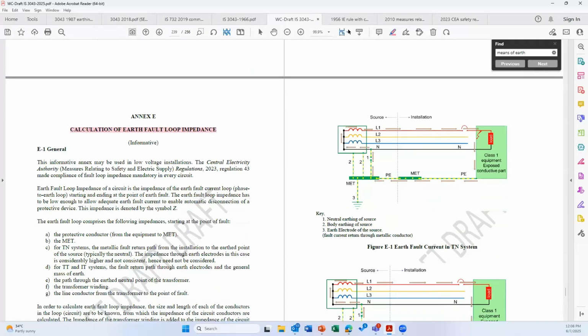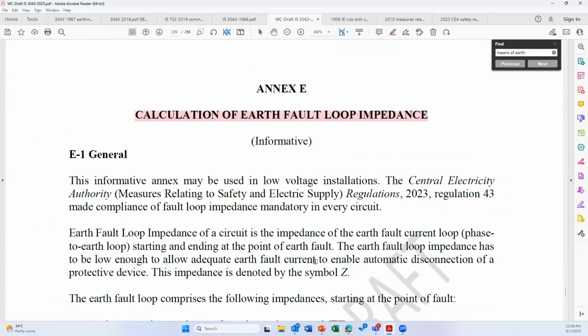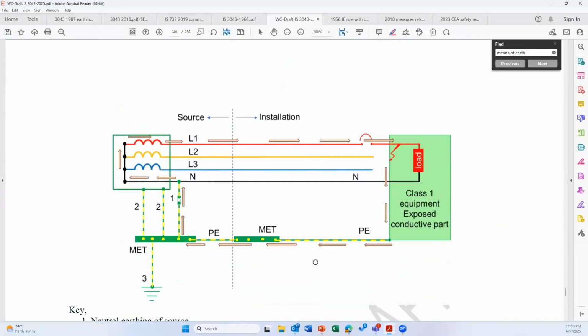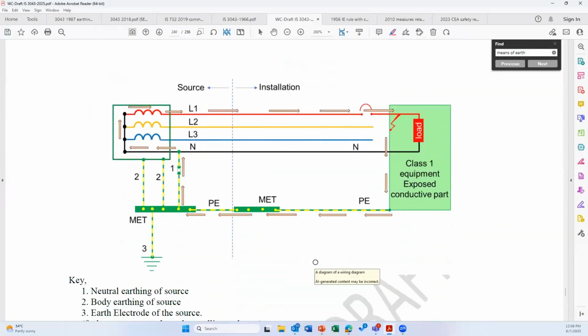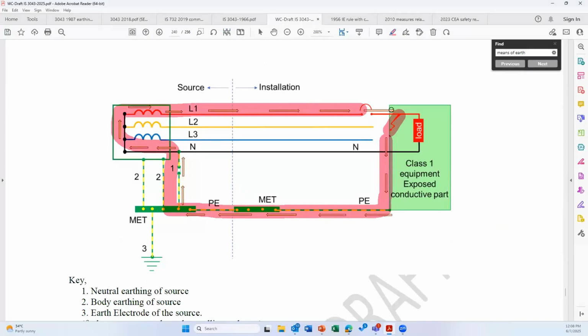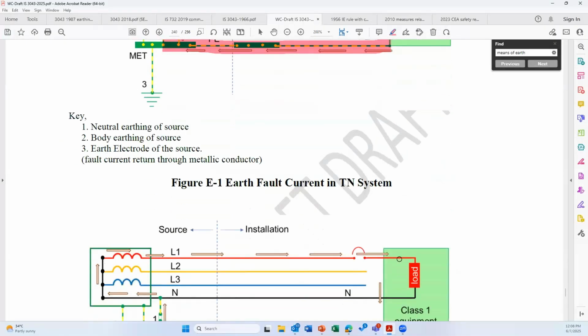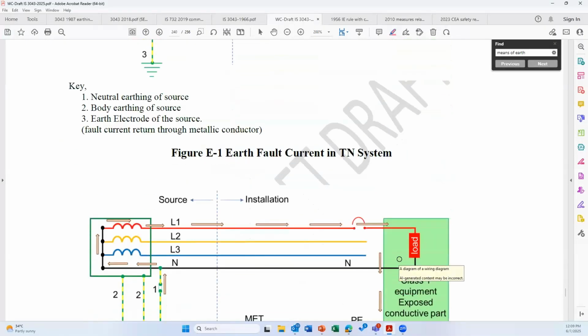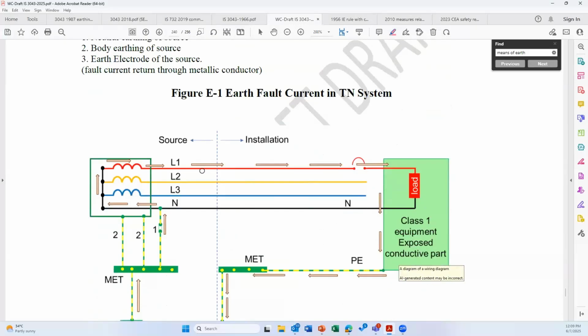This particular picture explains exactly what earth fault loop impedance is. Please note that earth fault loop impedance measurement is mandatory. It has been included in the CEA regulation as well. So here there is an earth fault. The fault current goes back through the PE, through the metallic fault return path, and in a TN system, this is the earth fault loop. The impedance of the loop decides the amount of the earth fault current, and the amount of earth fault current decides the tripping time.